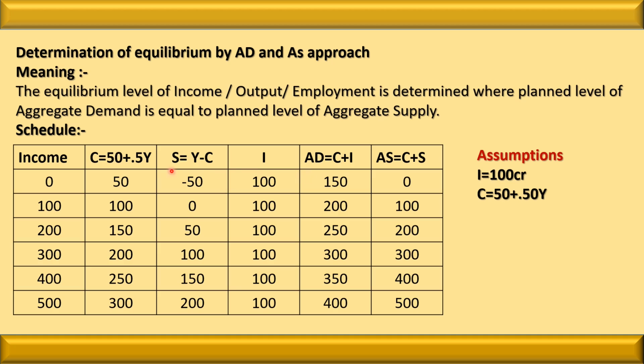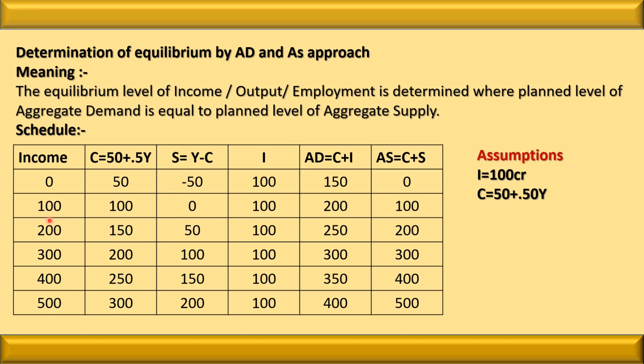What is aggregate demand? It means consumption plus investment, 50 plus 100 is equal to 150. Aggregate supply means consumption plus saving, that is 50 minus 50 is 0. When the income is 100, consumption will be 50 plus 0.5 multiplied by 100, that is 100. Saving will be 100 minus 100, that is 0. Investment will be 100. Aggregate demand will be consumption plus investment, that is 200. Aggregate supply becomes consumption plus saving, that is 100 plus 0, that is 100.